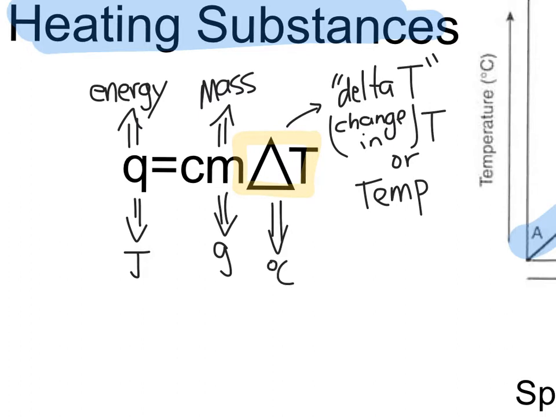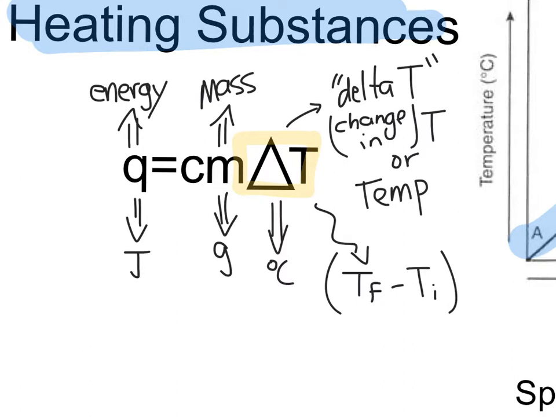And when you see that delta T, what you should think of in your head is: to find the change in temperature, we take the final temperature of whatever the water or substance is, and we subtract the starting or initial temperature. So delta T is just a shortcut for writing final temperature minus initial temperature, and that's what the TF and TI stand for. Now we've got joules, we've got grams, and we've got degrees Celsius.